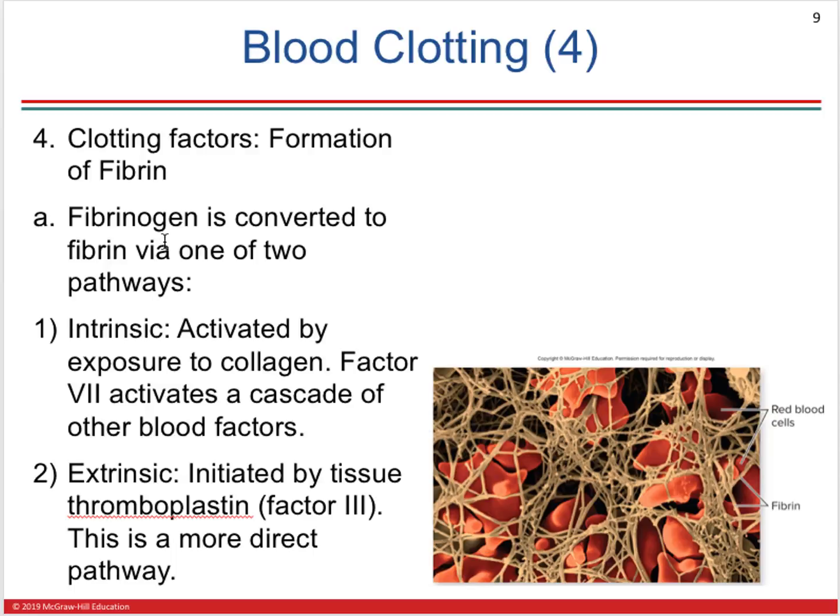So fibrinogen is converted into fibrin by two different pathways. One's an intrinsic pathway and the other is an extrinsic pathway. The intrinsic pathway is intrinsic because it's due to the activation due to exposure to the collagen. It activates one of these clotting factors called factor 7, and it initiates a cascade of additional blood clotting factors, and I'll show you a diagram of that in just a moment. The extrinsic pathway is initiated by a tissue factor called thromboplastin or factor 3. This is a little bit faster than the intrinsic pathway, and I'll show you an example of that as well.